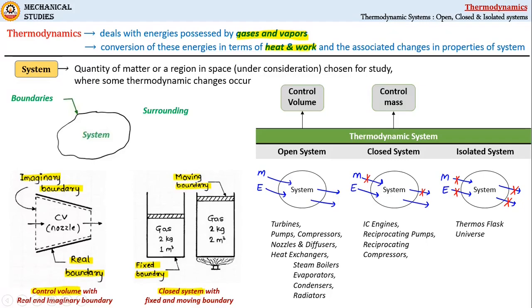In this way, we have discussed almost all aspects of thermodynamic systems.